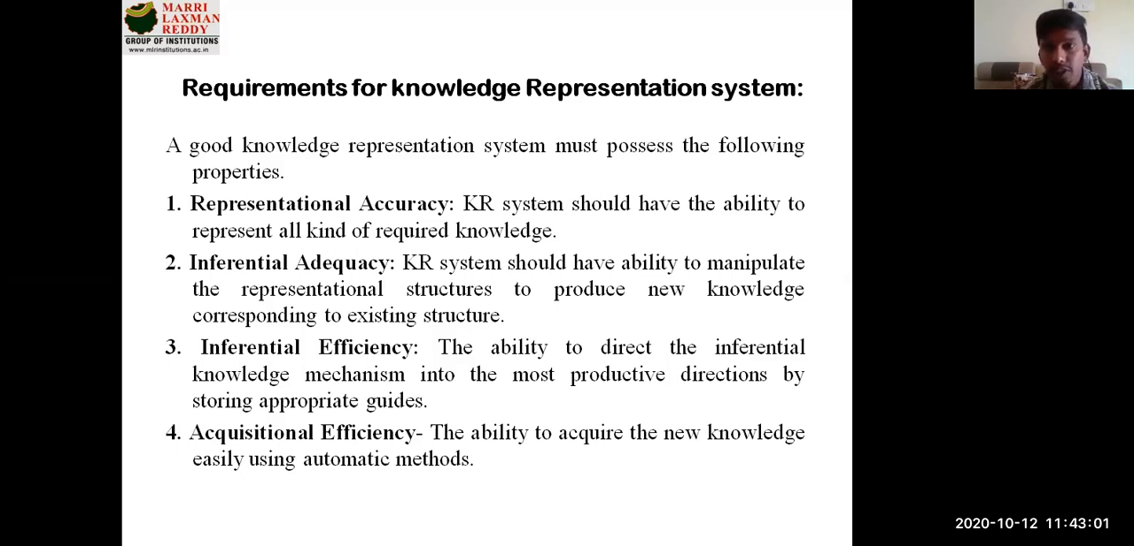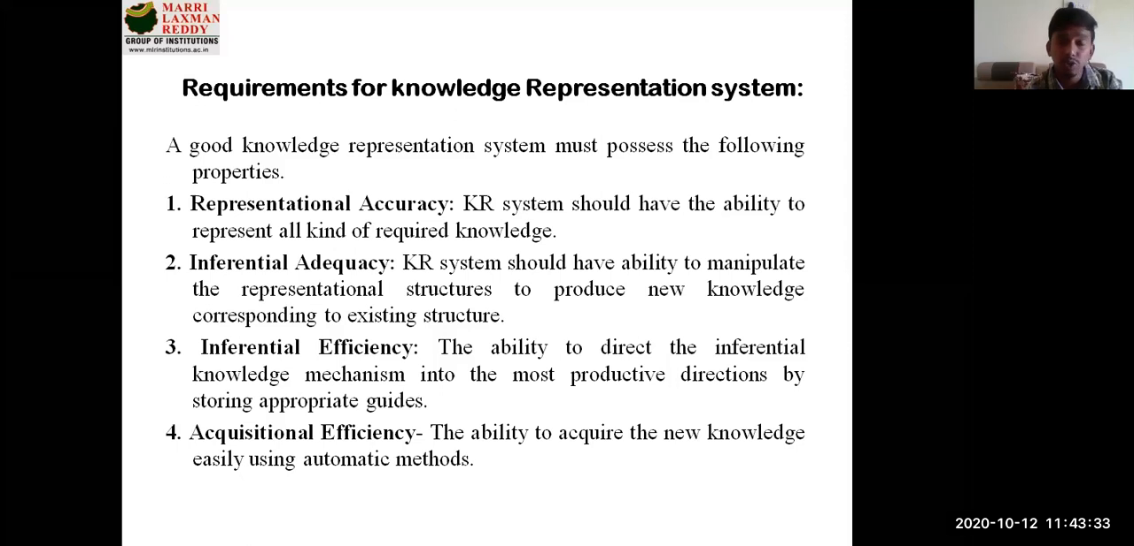And now we'll see the basic requirements you need to give to an intelligent machine for knowledge representation. A knowledge representation system should have these four basic properties to make a system intelligent. First one is representational accuracy. A knowledge representation system should have the ability to represent all kinds of required knowledge. That's what we have been discussing from the initial session, guys.